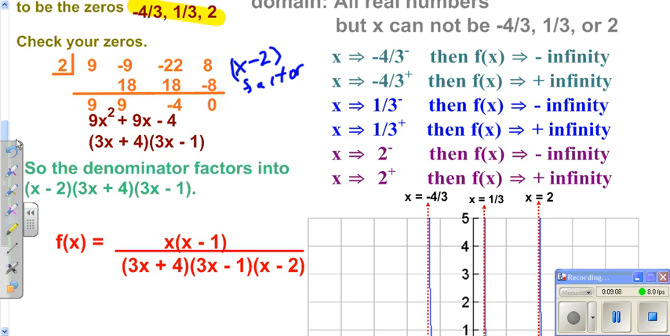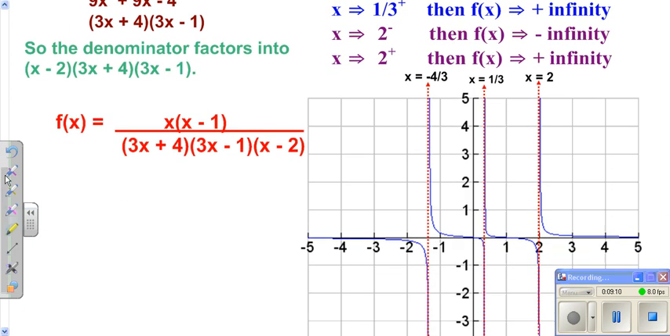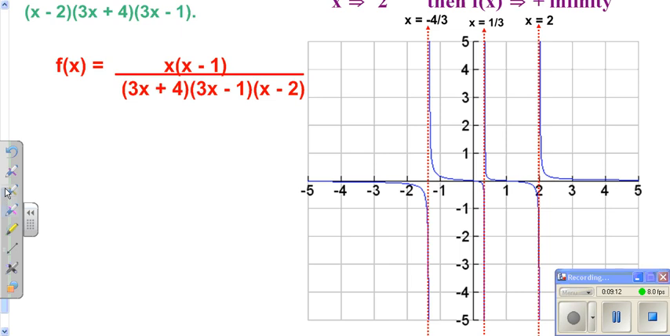If it's negative, it's negative infinity. We now want to take all this information we just got and graph it. So you're going to draw in your vertical asymptotes. These are the red dotted lines. You want to go ahead and plot your zeros. You want to plot your y-intercept.